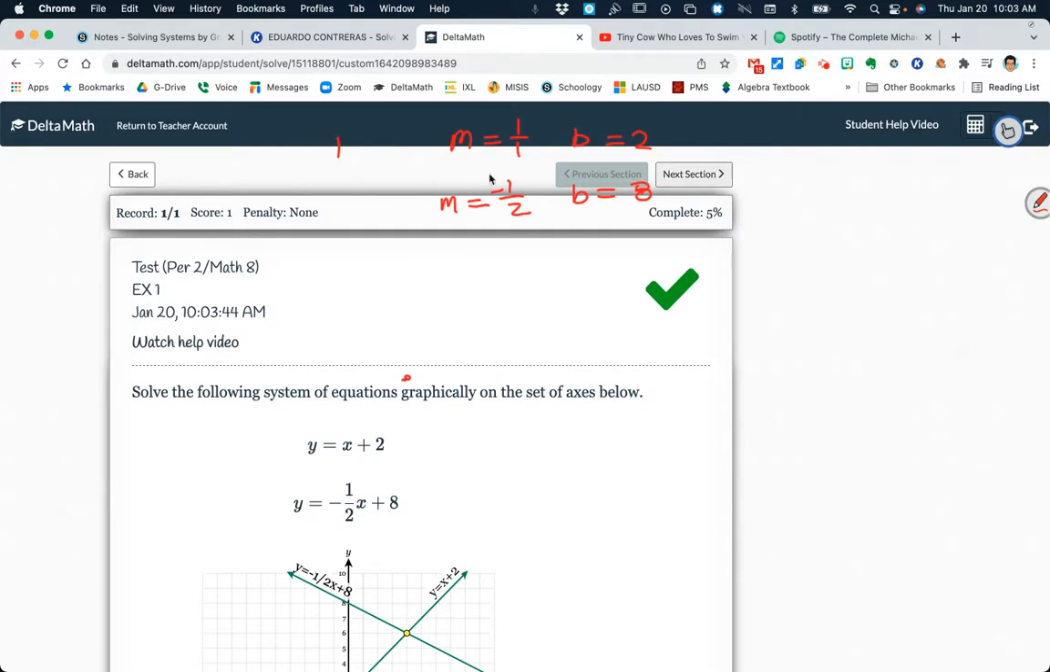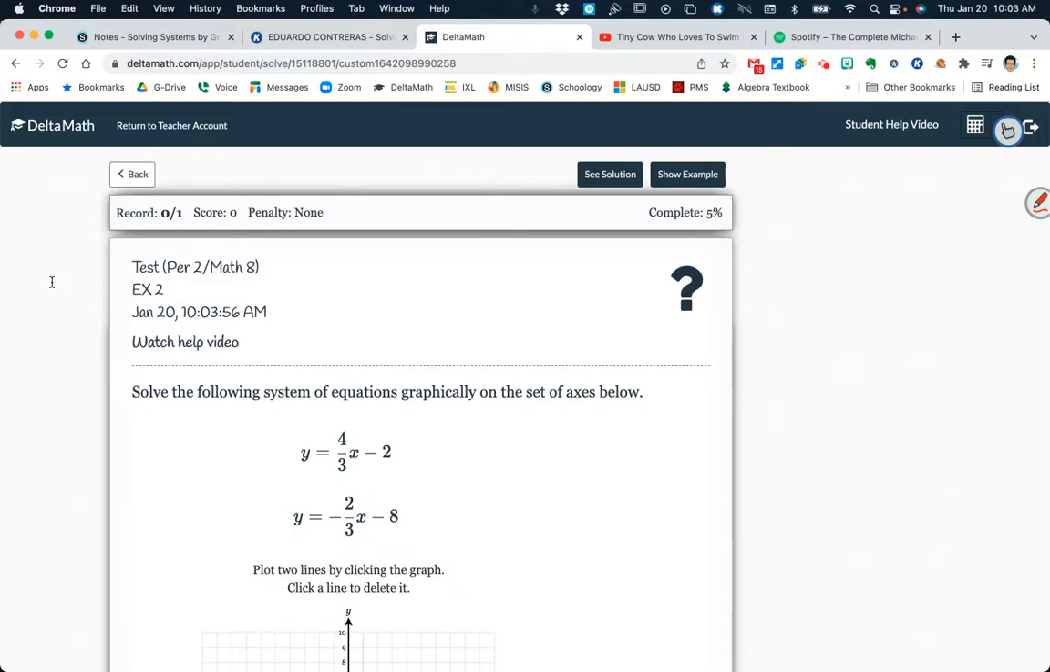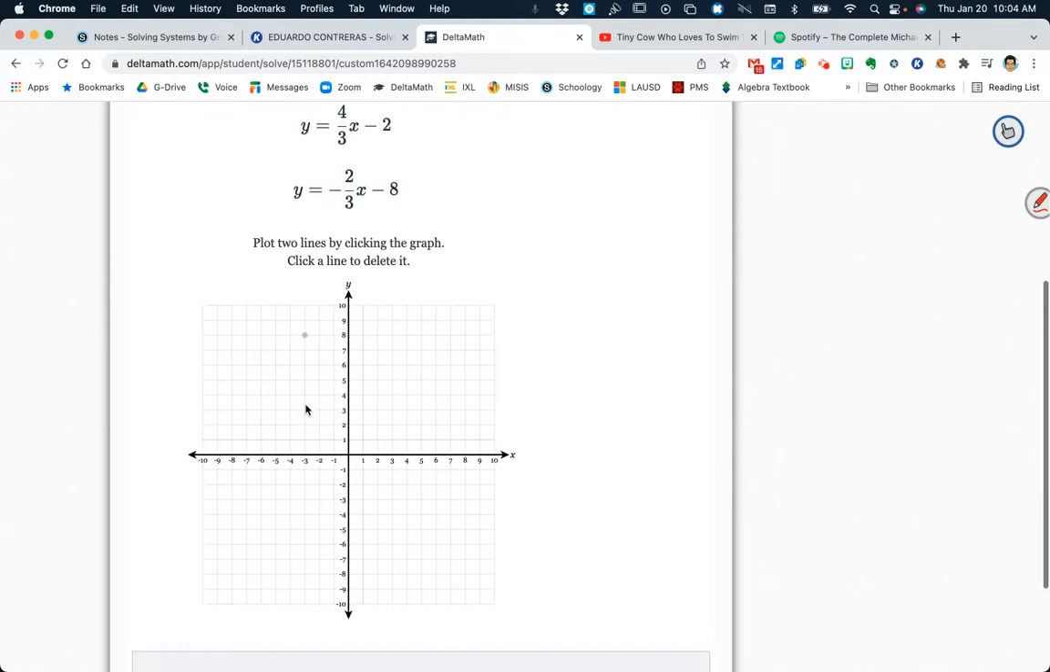Okay, and we're just going to back out, and that's example 1. Let's go on to example 2. Okay, and we'll go quicker with these now. So let's move on to example 2.